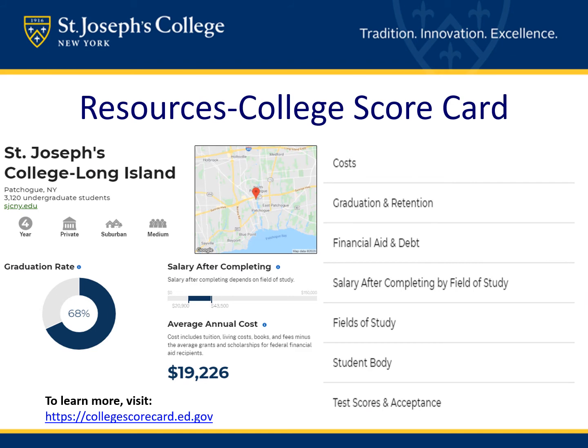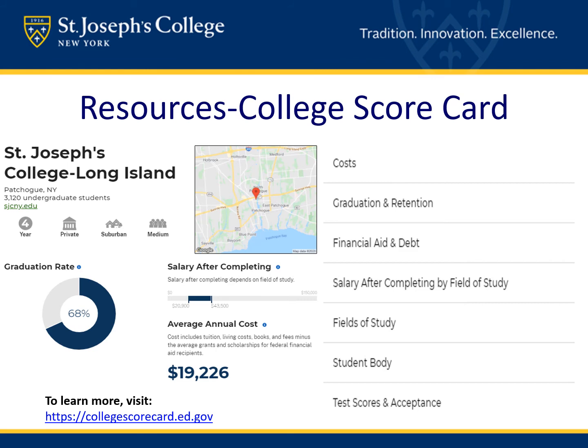A couple of resources for you. Financial aid is a very individual process. I always say that when I meet with students and families. No two students are going to have the exact same process or be offered the exact same financial aid offer. It's really a very individual process.